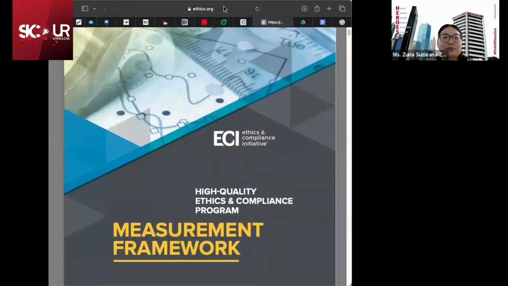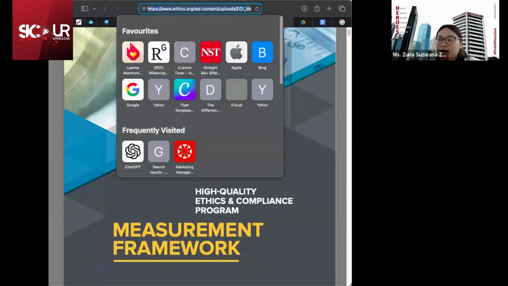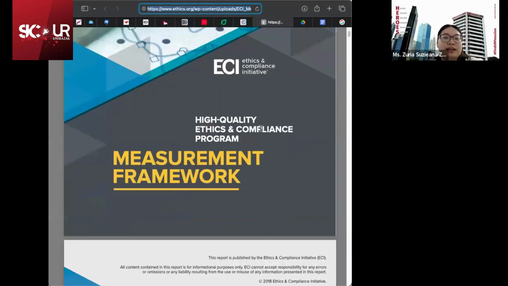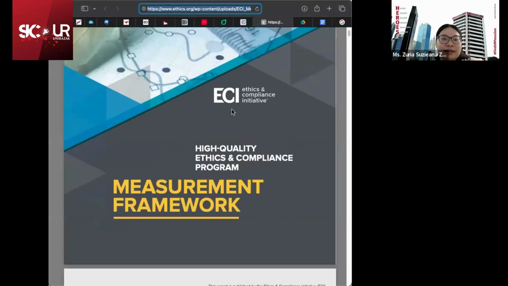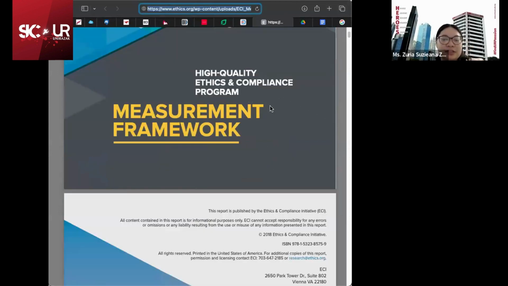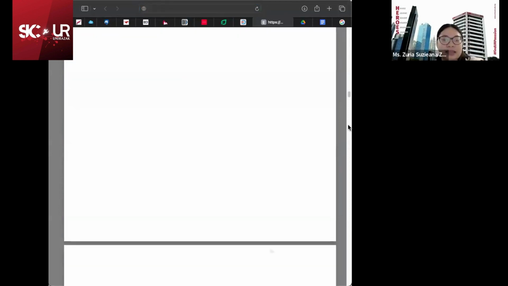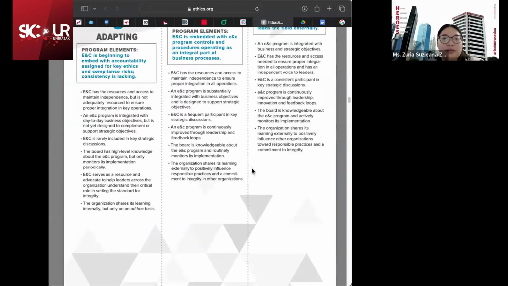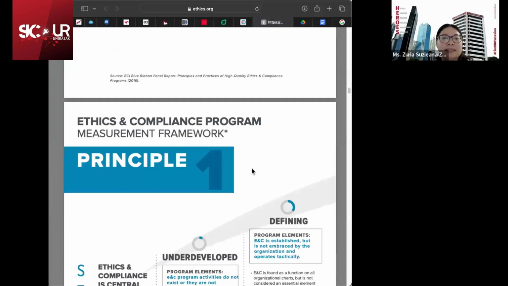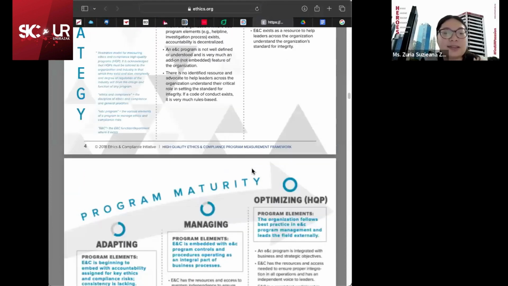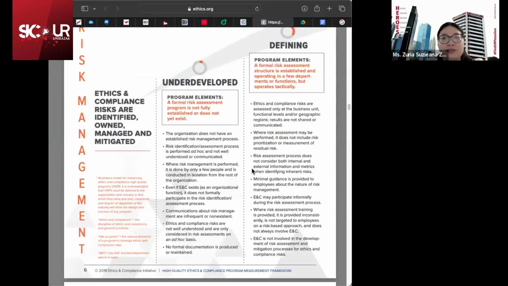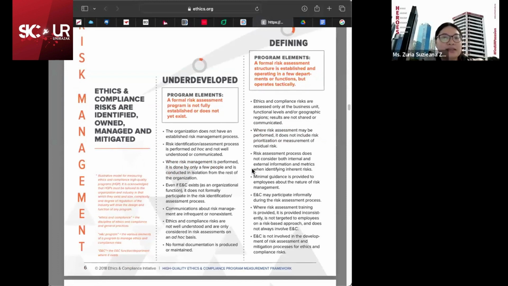I really like this document as well. It is a measurement framework for ethics and compliance programs, or E&C programs, by ECI, the Ethics and Compliance Initiative. If you scroll down to the end, there is a lot of information, and a lot of information previously above. But what gets interesting is that you can see in each principle what are the things that you can evaluate. It gives you an idea.